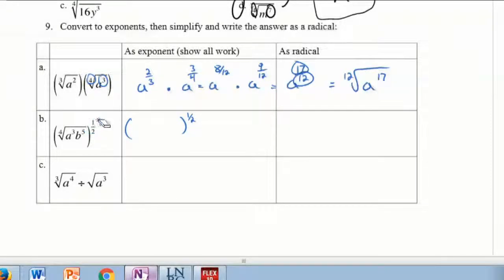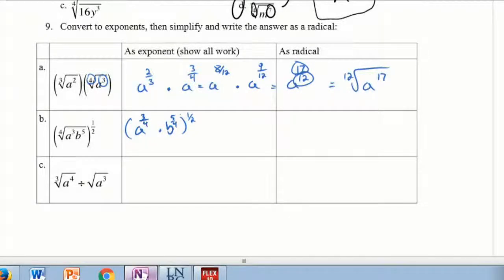So I'm going to go with my A. My A had a power of 3, and the root was 4. And the B had a power of 5, and the root was 4. So just dealing with things in the brackets.